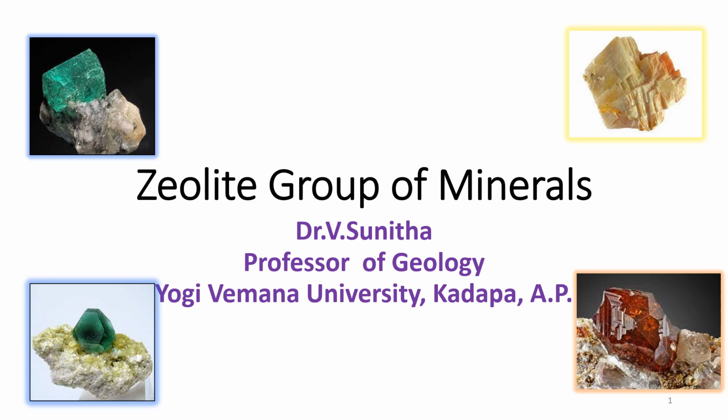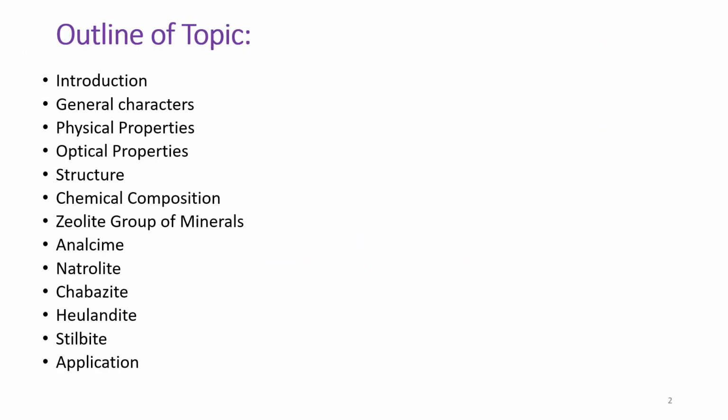Welcome to Zeolite group of minerals. So the outline of the topic includes introduction, general characters, physical properties, optical properties, its structure, chemical composition, zeolite group of minerals like analcime, natrolite, chabazite, heulandite, stilbite, and application of zeolites. This is the outline of the topic.